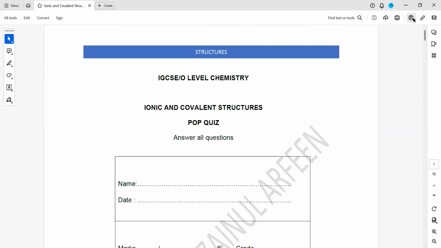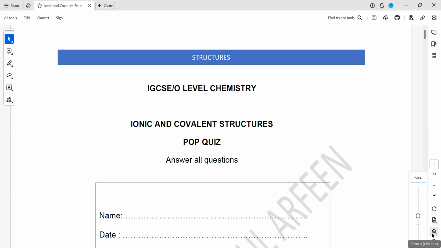So this was a pop quiz related to the topic of ionic and covalent structures. And I have shared another pop quiz this morning, which is related to bonding and structure as well. So solve and submit that as well.